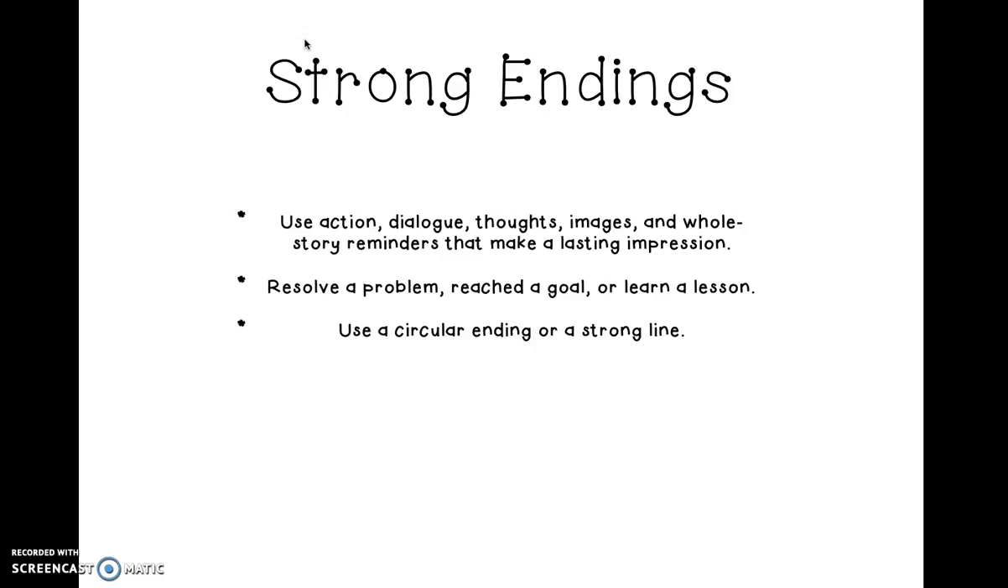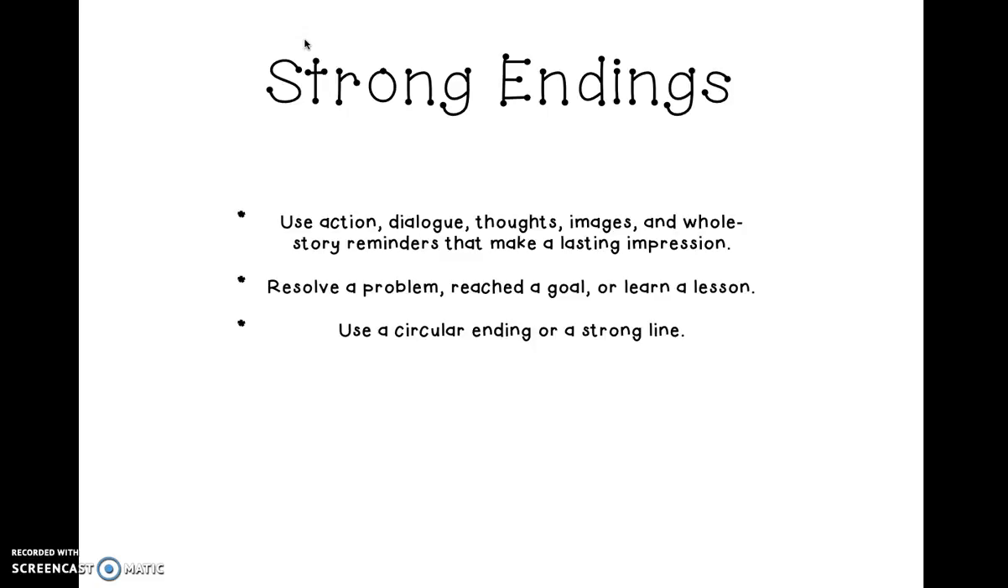Sometimes an author will resolve a problem, reach a goal, or teach a lesson in the book. And the final strong ending is using a circular ending, which would mean that it is similar to the first line of the beginning of the book, or to use a strong line that's used throughout the story.